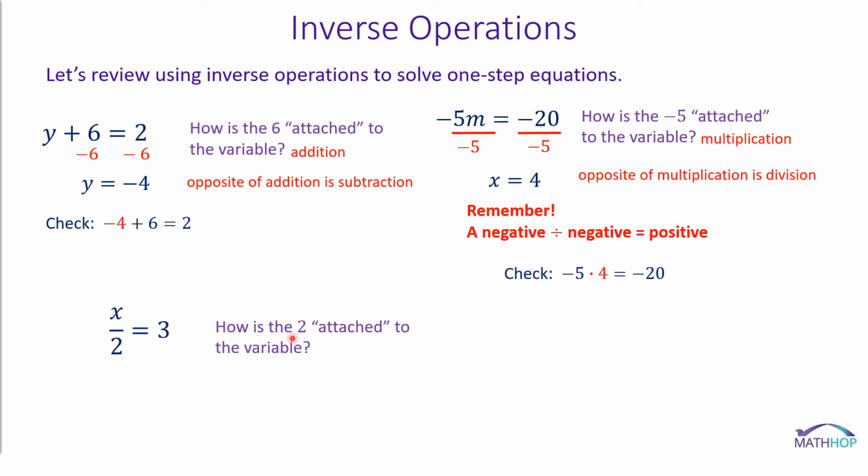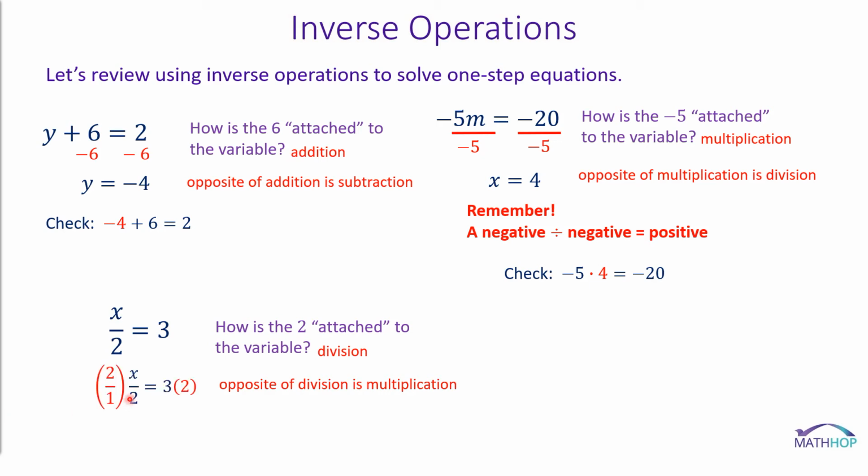How is this 2 attached to this variable? Well, if we read it, x divided by 2 equals 3, we hear ourselves say divided by 2, so we know that it is attached to the x by division. The opposite of dividing by 2, the opposite of division, is multiplication. So we are going to multiply both sides by 2.